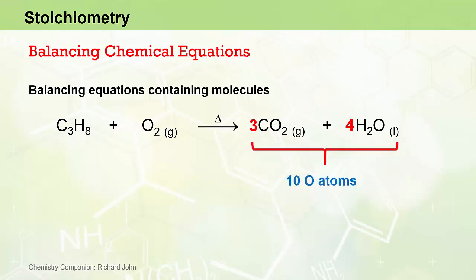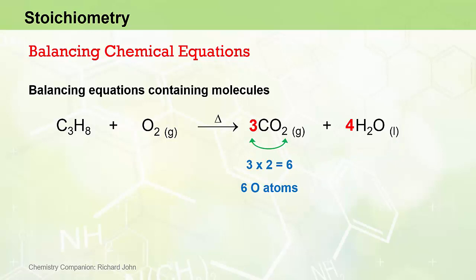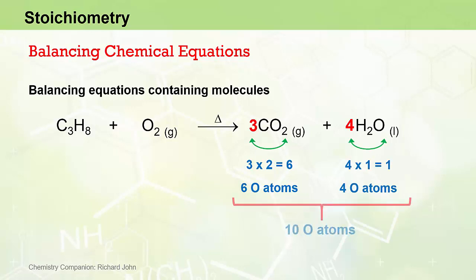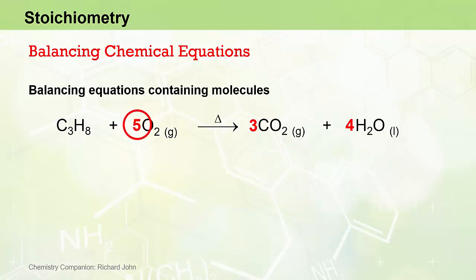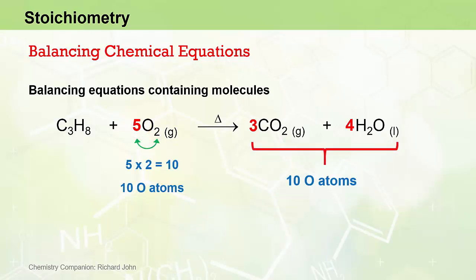So what that has done now is given me a total of 10 oxygen atoms on the right-hand side of this equation. The 10 oxygen atoms come from 3 times 2 oxygen atoms in the carbon dioxide, which is a total of 6, plus the 4 times 1 in these 4 water molecules, leaving me a total of 10 oxygen atoms in total on the right-hand side. To get 10 oxygen atoms on the left-hand side, I'm going to put a big 5 in front of the O2. And that gives me my 5 times 2 equals 10 oxygen atoms on the left-hand side to balance out the 10 oxygen atoms on the right-hand side.